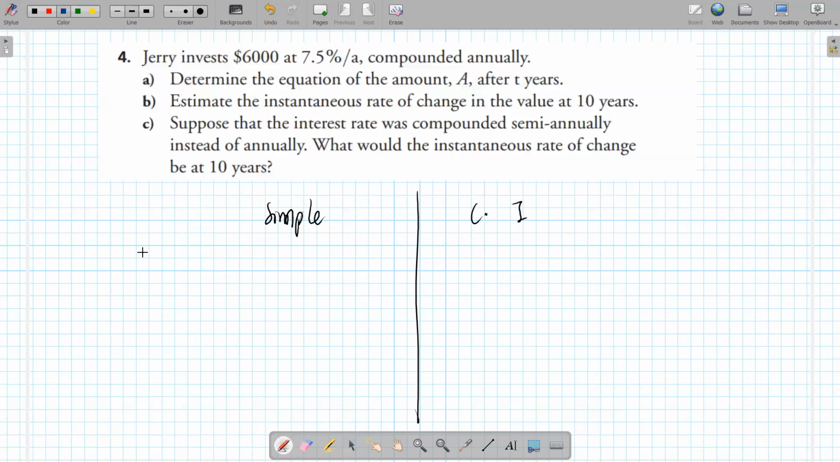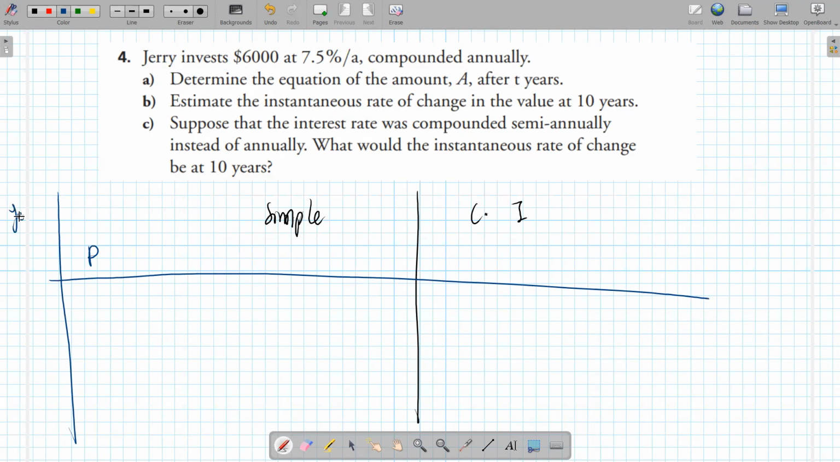How does simple interest work? Let's say your principal amount during year 0 is $100 for both of them. And let's say the rate is 10%.